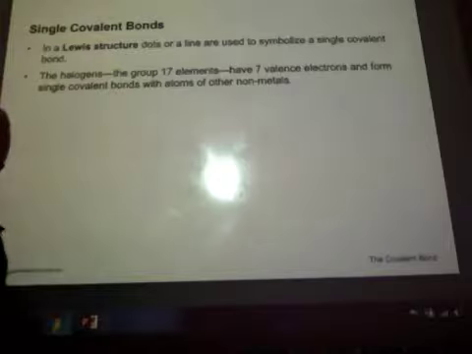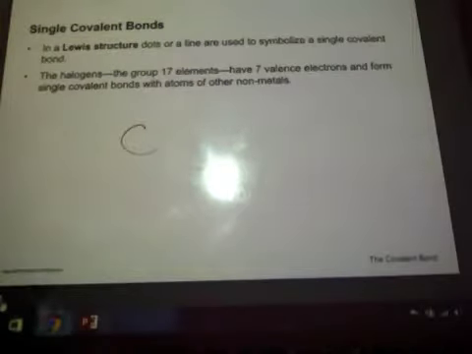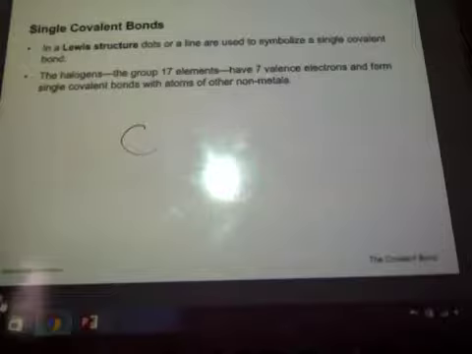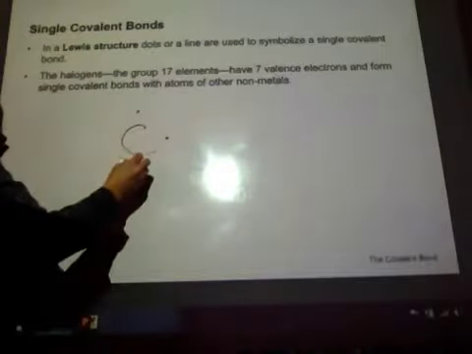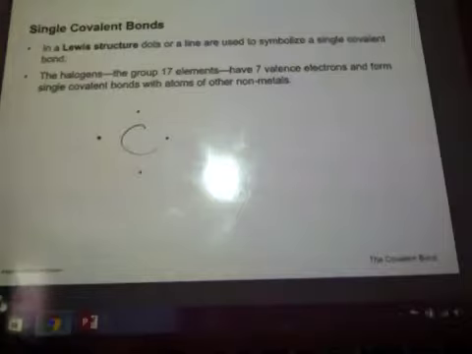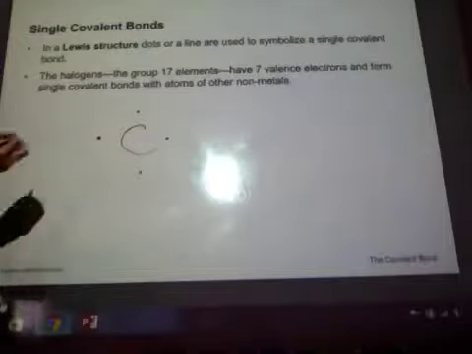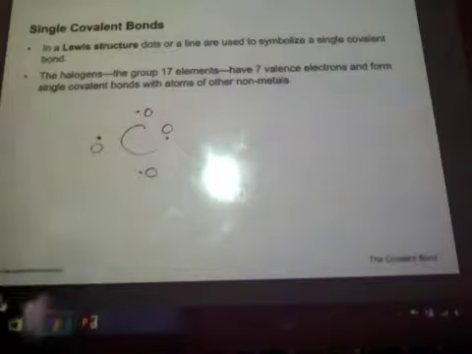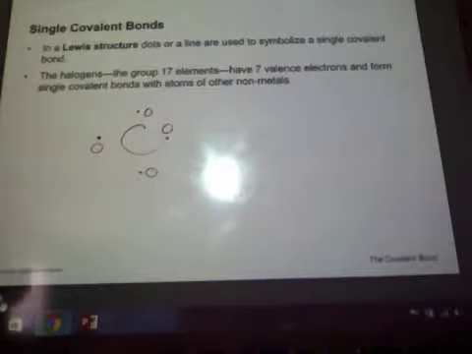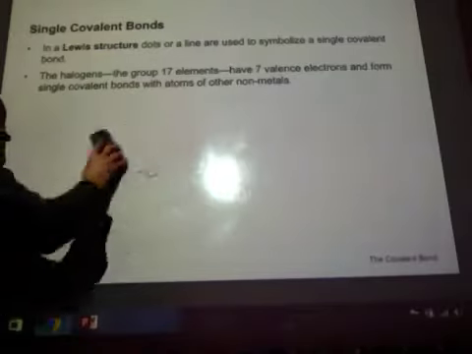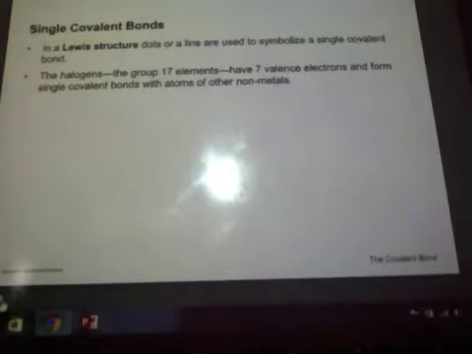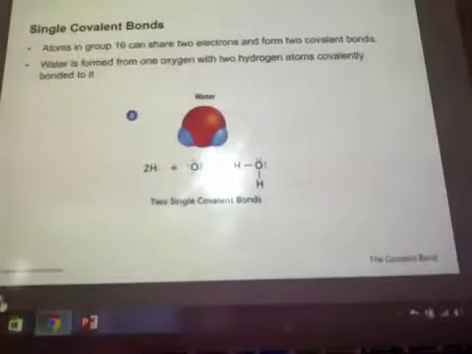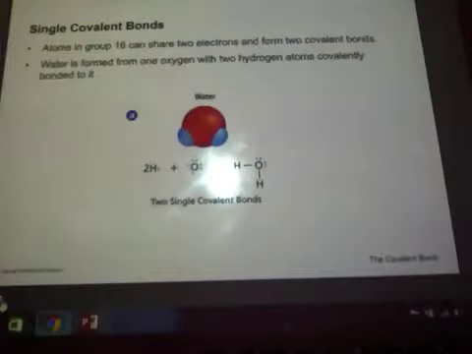If I have carbon, carbon has how many valence electrons? 4. So how many other atoms do you think carbon can bond with? How many? 4. So it has an empty spot here, empty spot here, empty spot there, empty spot there. Carbon can bond with 4 other atoms. So group 17 can share with 1 other element for the most part. Atoms in 16 can share with 2.